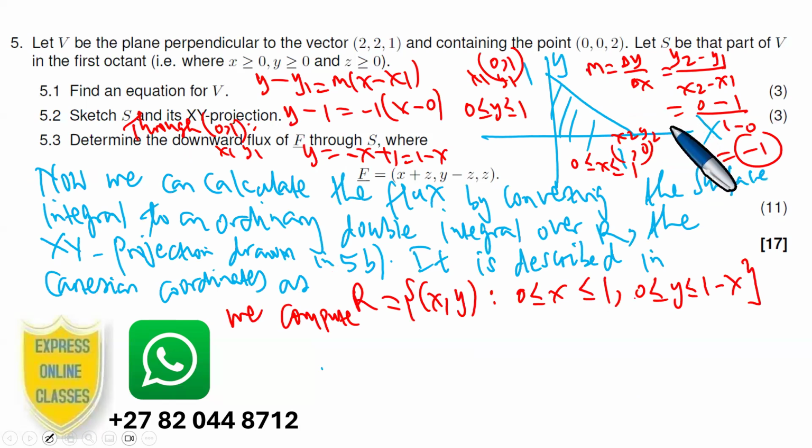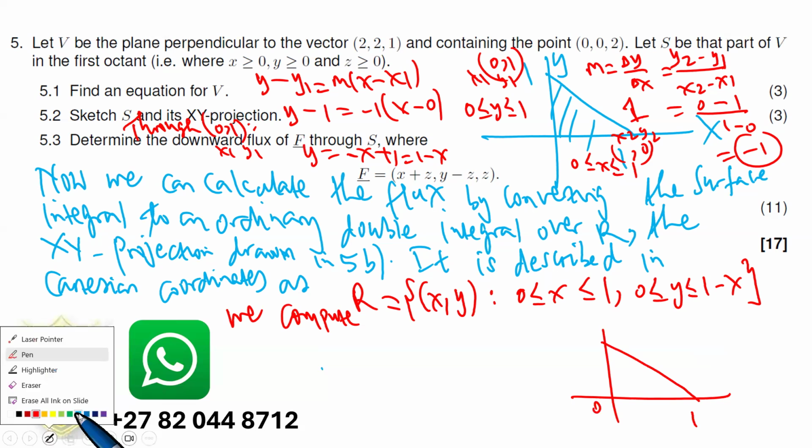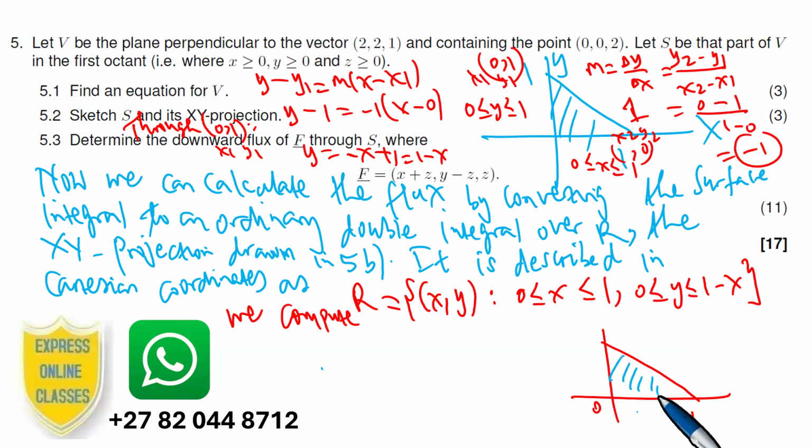On the interval, like the region. This one. Yes, because x is between 0 and 1, right? Because this is 1. X is between 0 and 1. But y is between what? If x is between 0 and 1, what you do is shade this. X is between 0 and 1, but y will be between 0, because y is 0 here. Oh, I see.